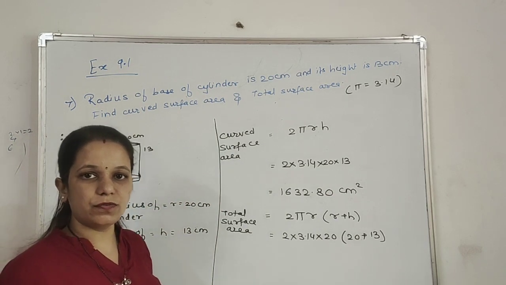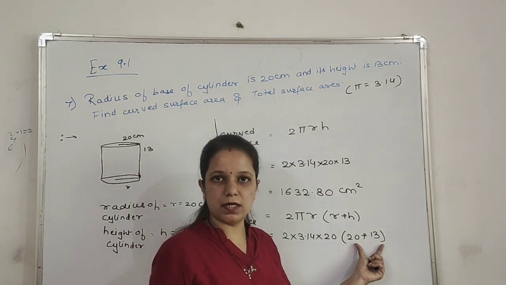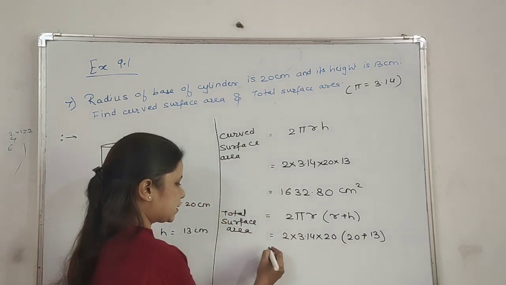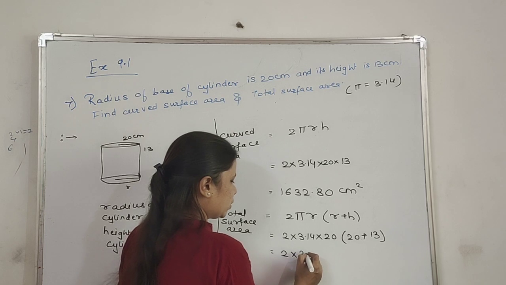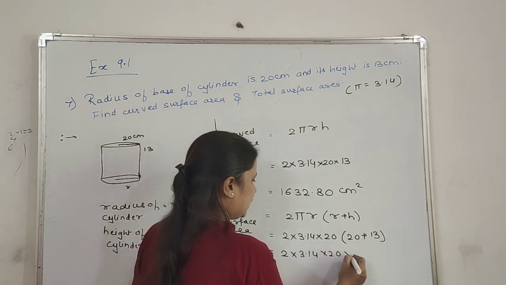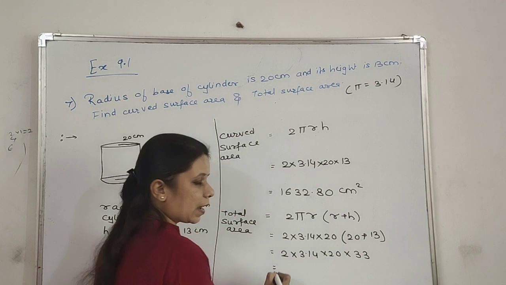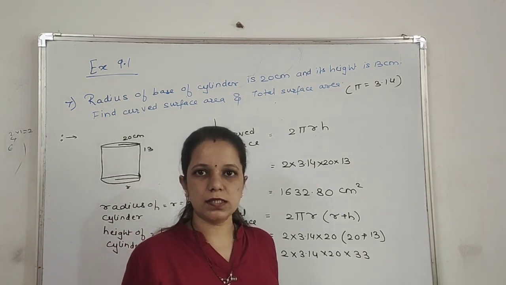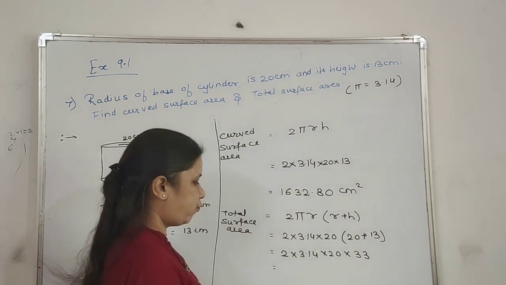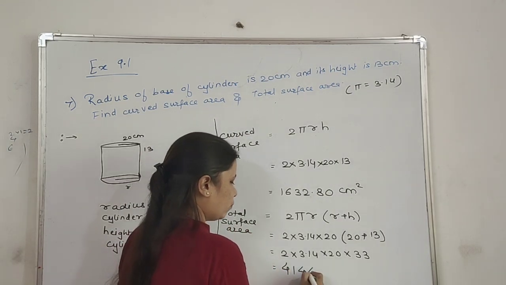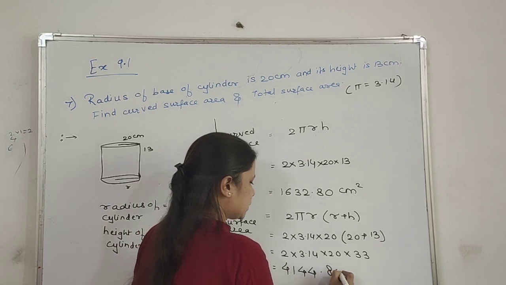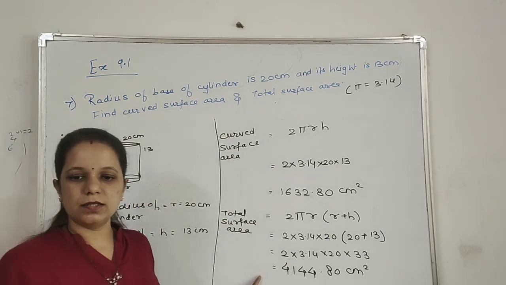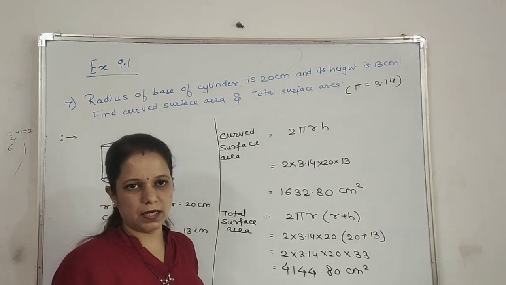So obviously first we will have to solve this bracket. 20 plus 13 will give you 33. So next calculation is 2 into 3.14 into 20 into 33. And when you multiply all these things, you will get the answer as 4144.80 centimeter square. This is how we calculate the total surface area of cylinder.